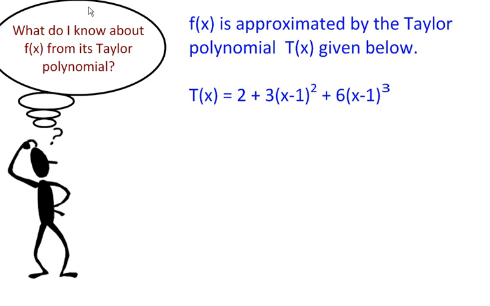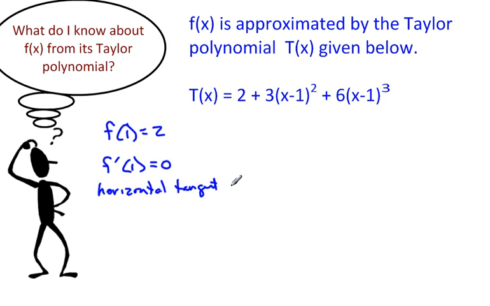All right, welcome back. We're going to come up with a lot of the things we could know about this particular function. First off, we would know that f of 1 equals 2. This one is centered at 1, and this first value 2 is the value when we plug in 1. Furthermore, f prime at 1 equals 0. Because there is no x minus 1 to the first power, that means that the coefficient was 0. My first derivative is 0. And as soon as I see that, I know that I have a horizontal tangent at 1.